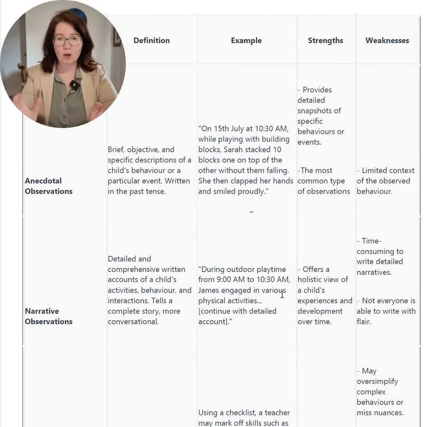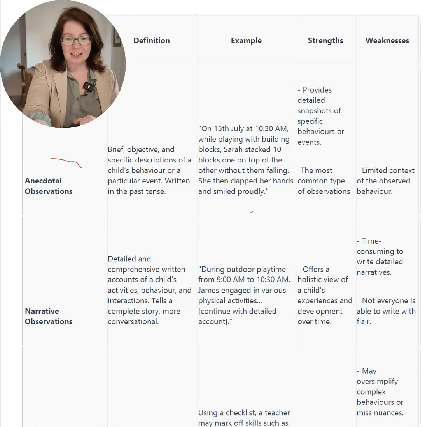The way we observe children doesn't only affect how we view the learning, but also how we teach, how we plan, and also how we share this documentation with children, families, and community. Today, we are going to explore the main types of observations, starting with anecdotal observations.